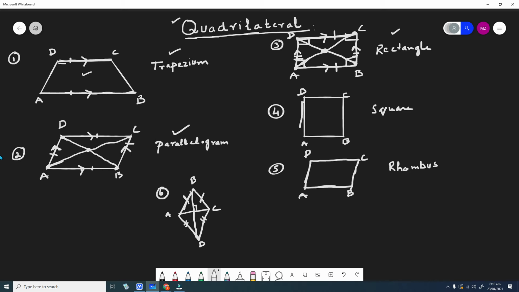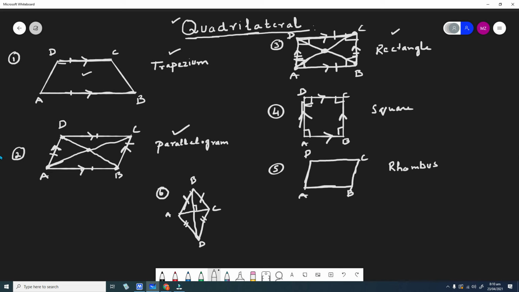The next figure is a square. A square has two pairs of opposite sides which are parallel to each other. DC is parallel to AB and AD is parallel to BC. Secondly, all the sides of a square are equal and all the angles are 90 degrees.